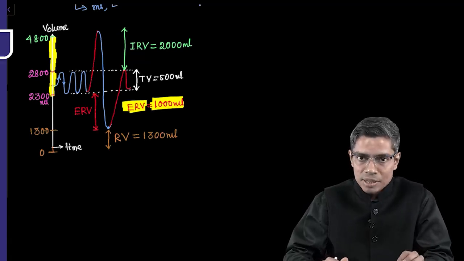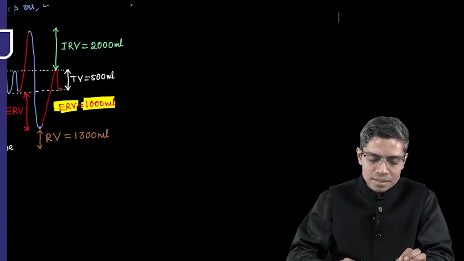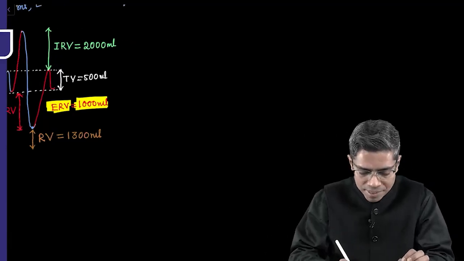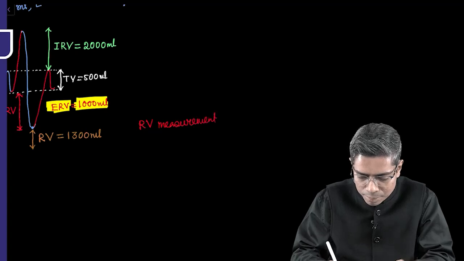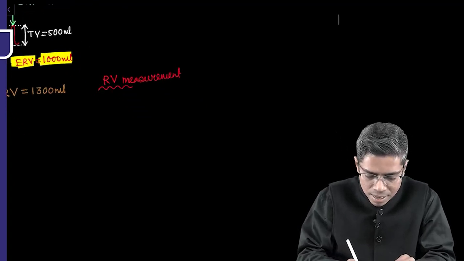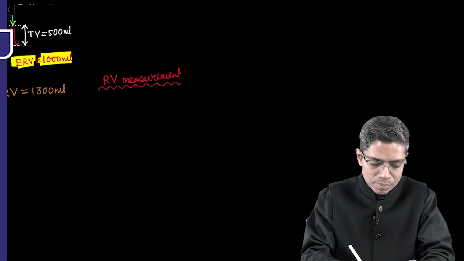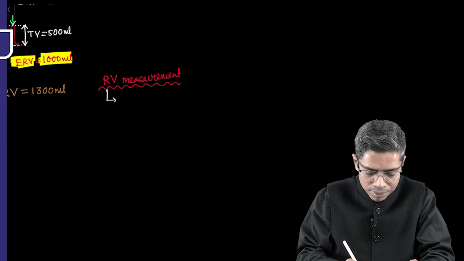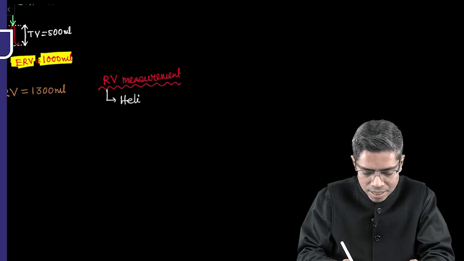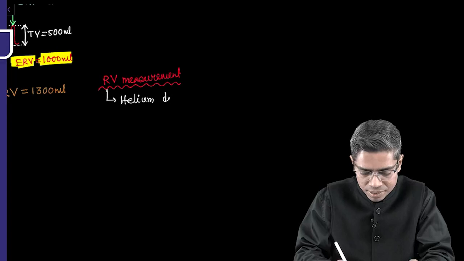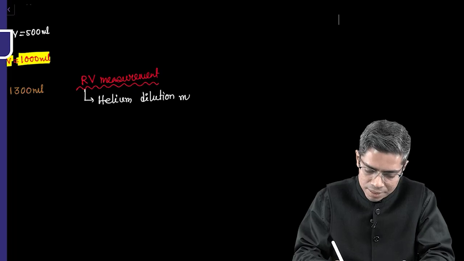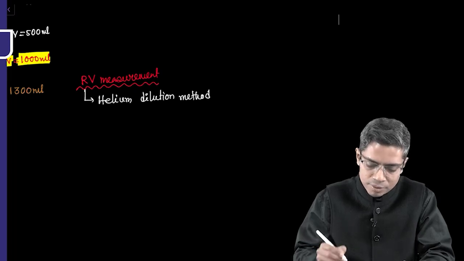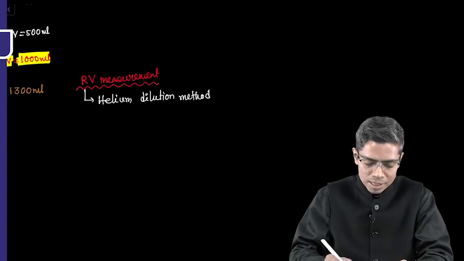So the question will obviously arise: how to measure the residual volume? Is there any other maneuver? Is there any other method? Answer is yes. So please note down that residual volume measurement is done by 3 methods. You have to remember all these 3 names. Number 1, helium dilution method. This is the most common method for measuring the residual volume of the lung.